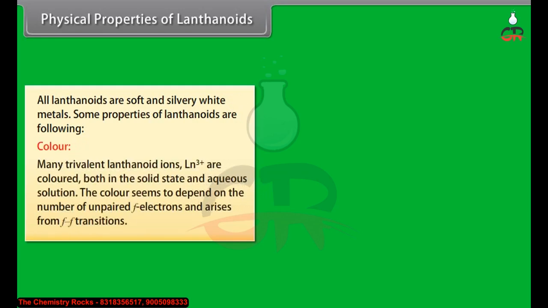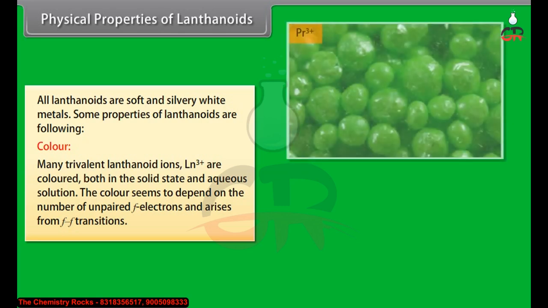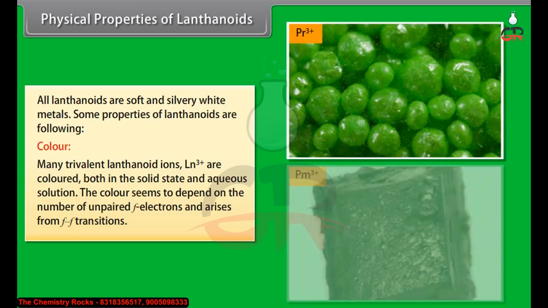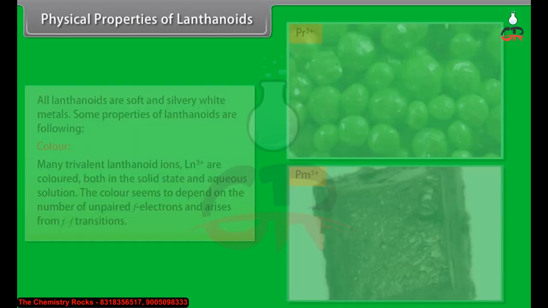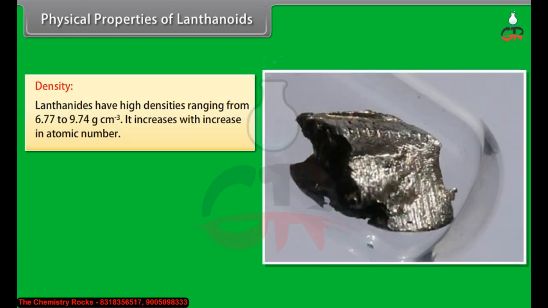Color. Many trivalent lanthanoid ions, Ln3+, are colored both in the solid state and in aqueous solution. The color seems to depend on the number of unpaired f electrons and arises from f to f transitions. For example, Pr3+ is green and Pm3+ is pink. Density. Lanthanides have high densities ranging from 6.77 to 9.74 gram per centimeter cube. It increases with increase in atomic number.